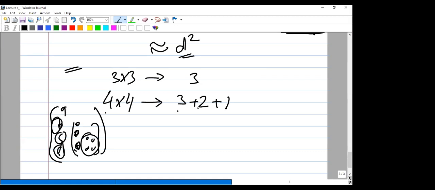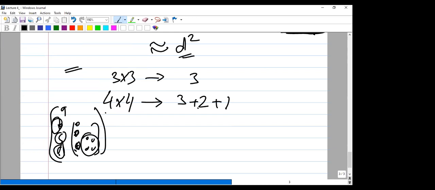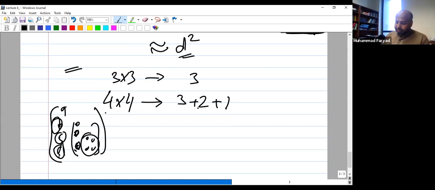Okay, so if I have a 5-level matrix, then first I will need 4 unitaries to reduce these 4 elements to 0, then 3, then 2, then 1.